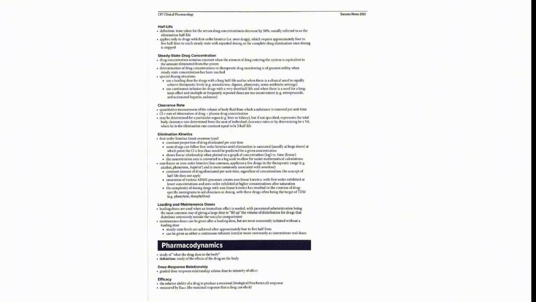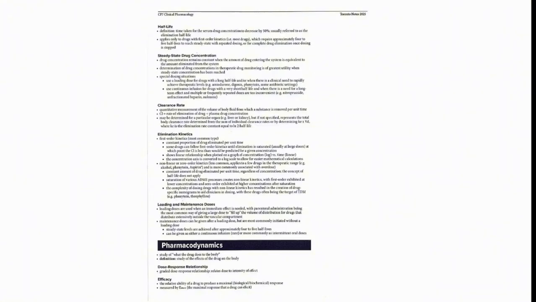A clinically important rule is the 4 to 5 half-life rule. After approximately 4 to 5 half-lives, repeated dosing allows the drug to reach a steady state concentration. Similarly, after stopping a drug, about 4 to 5 half-lives are required for nearly complete elimination from the body.